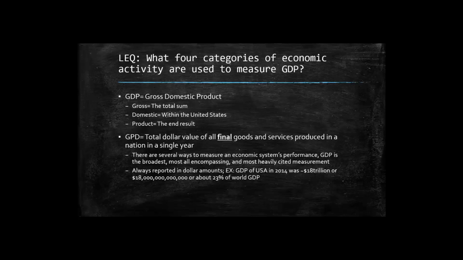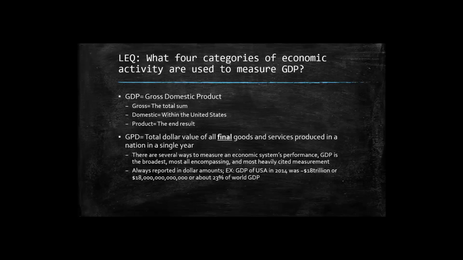So here is the definition of GDP. And the definition is actually very simple. GDP is the total dollar value of all final, that word final is bolded for a reason, of all final goods and services produced in a nation in a single year. That's it. If the United States were to sell off everything it produced in 1 year, that's the GDP.